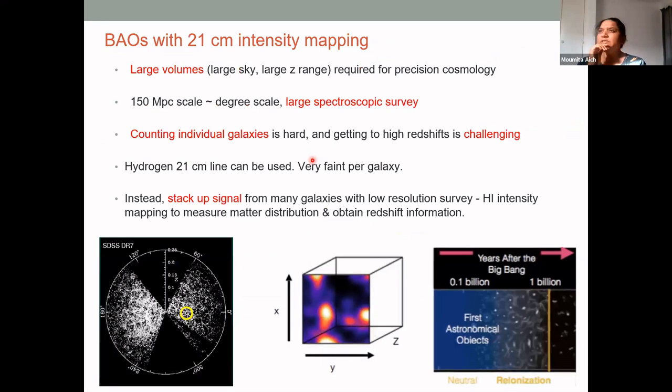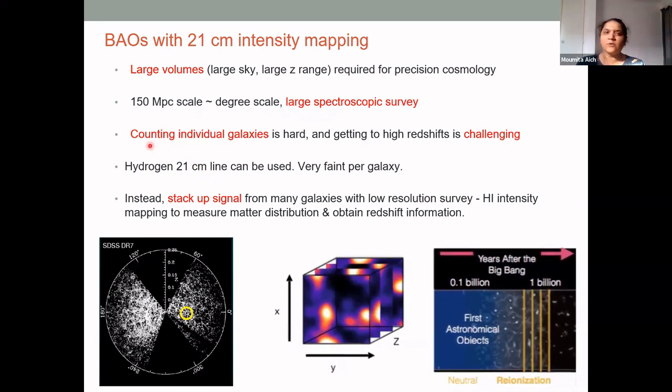Right, okay, so let's look at 21 centimeter intensity mapping. If you want to study BAOs using 21 centimeter intensity mapping, firstly, if you remember, the BAO scale is about 150 megaparsec, right? So what you need is large volumes. You need a large sky and a large redshift range, and that is obviously a requirement for precision cosmology. If you need something of the order of the BAO scale, like 150 megaparsec, you need a large spectroscopic survey. In this kind of survey, counting individual galaxies becomes very challenging, and counting them at high redshift is very challenging. So that is the key reason why we need to move on to something called intensity mapping.